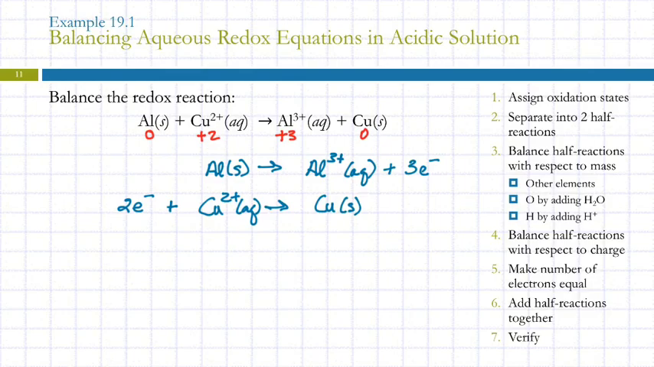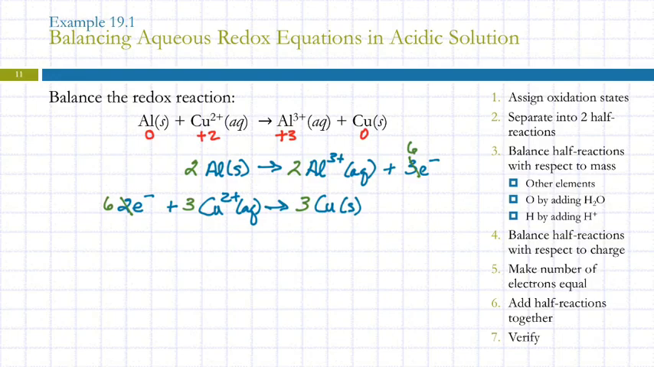So we're looking for least common multiple of 2 and 3 is 6. So we need to make both of these have 6 electrons. So this top one, I'm going to multiply everything by 2. So 2 aluminum atoms, 2 aluminum ions, and then this becomes 6 electrons. The other half reaction, I'm going to multiply by 3, so I get 6 electrons, 3 copper ions, and 3 copper atoms. You okay with that?